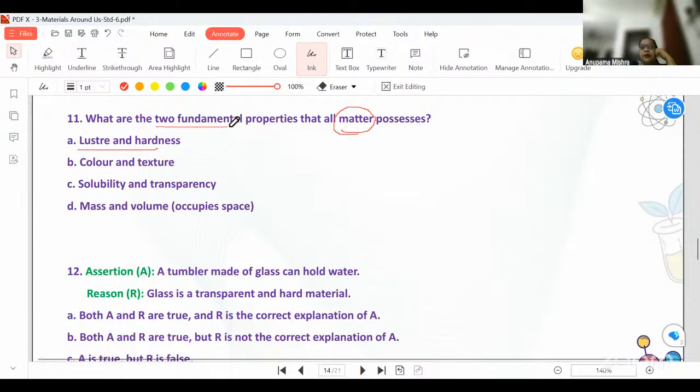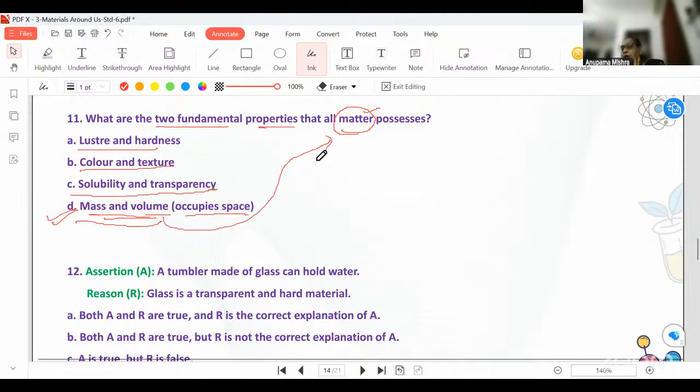What are the two fundamental properties on the basis of which we find what type of matter it is? Color and texture, solubility and transparency, mass and volume. Mass and volume means occupying space. Yeah, for question 11, maximum children are giving D. Okay, emojis also you are sending. Yes, D is the correct answer. A is the wrong answer. Maximum children are saying D. Yes, mass and volume are the two properties which matter possesses.